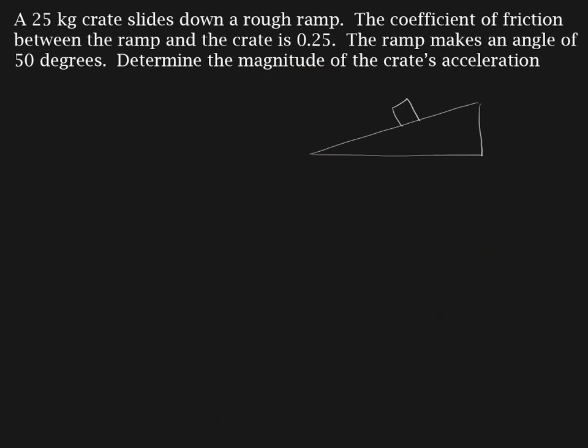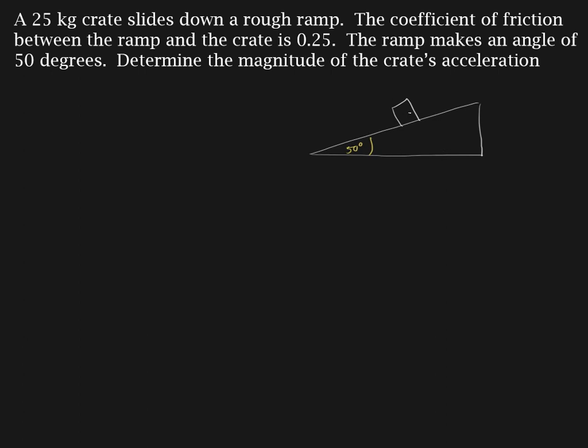Okay, so here we have a crate which is on a rough ramp, and this crate is going to accelerate down the ramp. So it's a pretty steep ramp. It makes an angle of 50 degrees, and friction is not enough to hold it back, so there it goes.